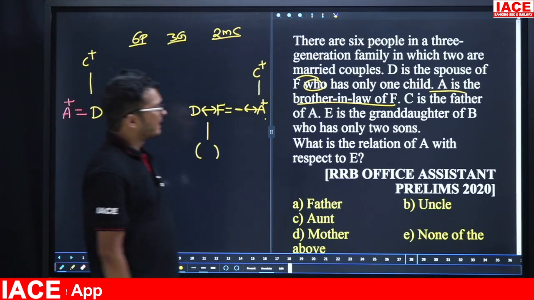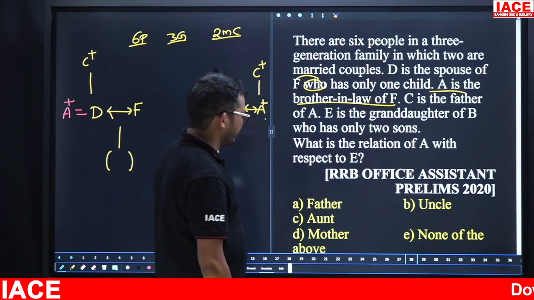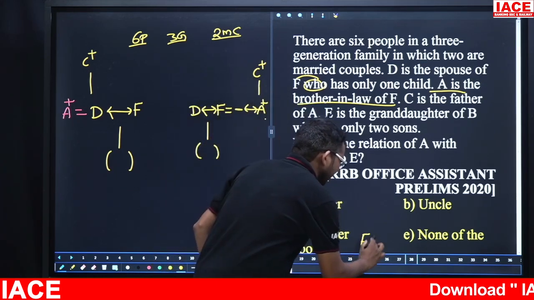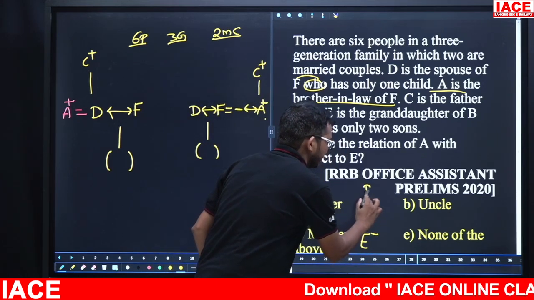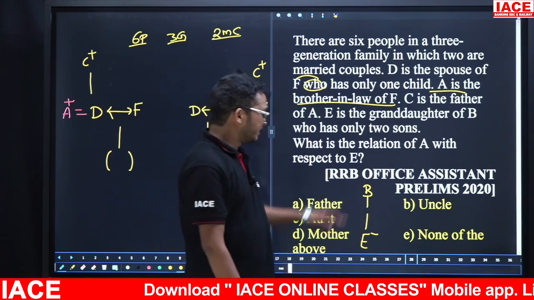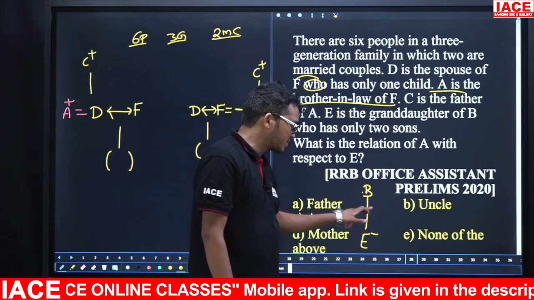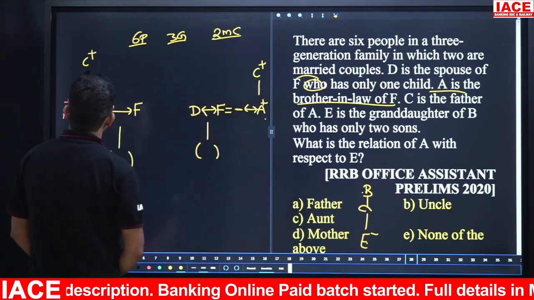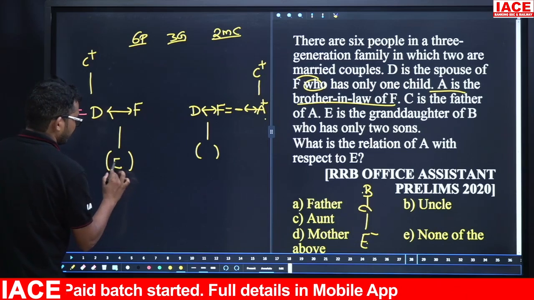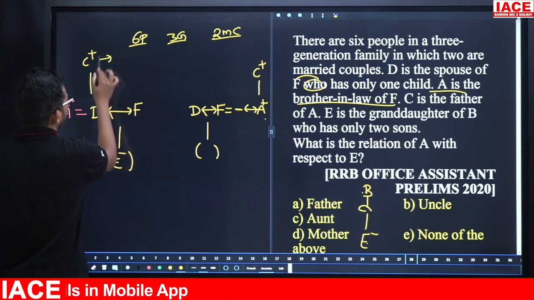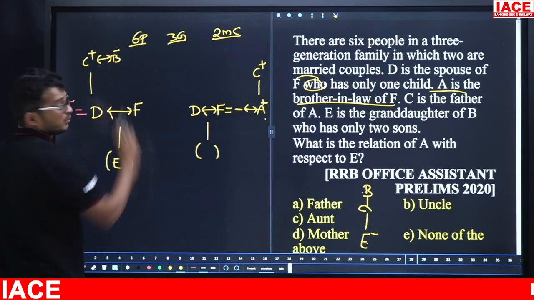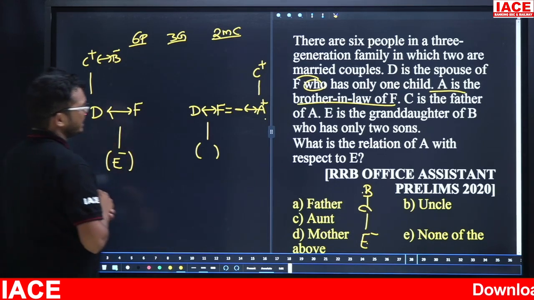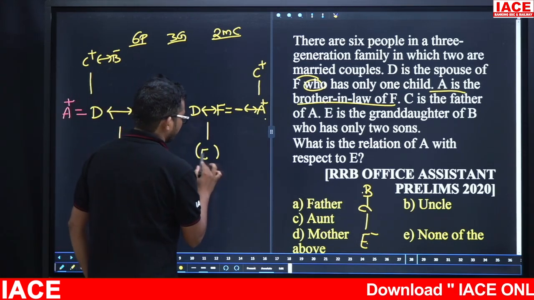Go for the next point: E is the granddaughter of B. So here B is the first generation, next the second generation gap, next the third generation. Now take E, the granddaughter of B. I will take this one as E, and this one as B. I will take C and B both as a couple.